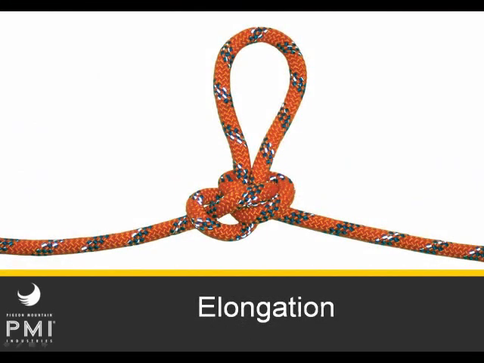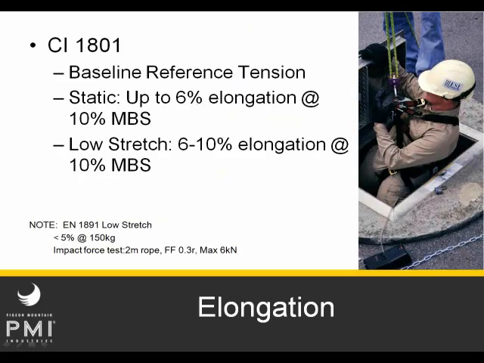Elongation is a consideration that's often ignored when selecting between static and low stretch rope. This variable can make a great deal of difference, and so I'd like to pay a little attention to it now. As we talked about before, a static rope can have up to 6% elongation at 10% of its minimum breaking strength, while a low stretch rope might have up to 10% elongation at 10% of its minimum breaking strength.